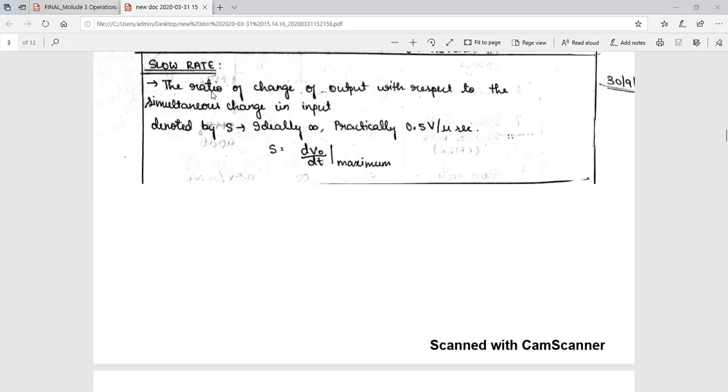Slew rate is given by the ratio of change of output with respect to simultaneous change in input. It is denoted by S. Ideal value is infinity and practical value is 0.5 volt per microsecond, and it is calculated using this particular formula. The unit is volt per microsecond because it is the change in output voltage with respect to time, where you are seeing how fast your output will change for a simultaneous change in your input.